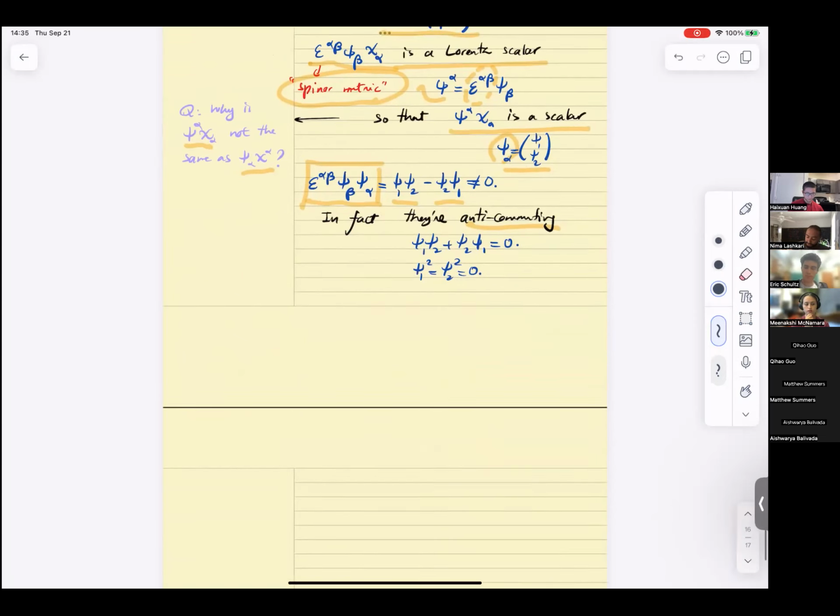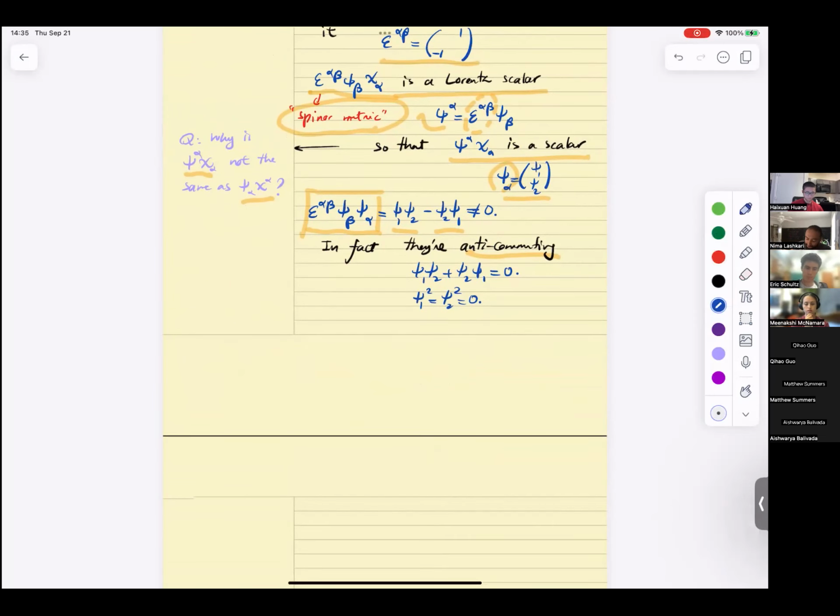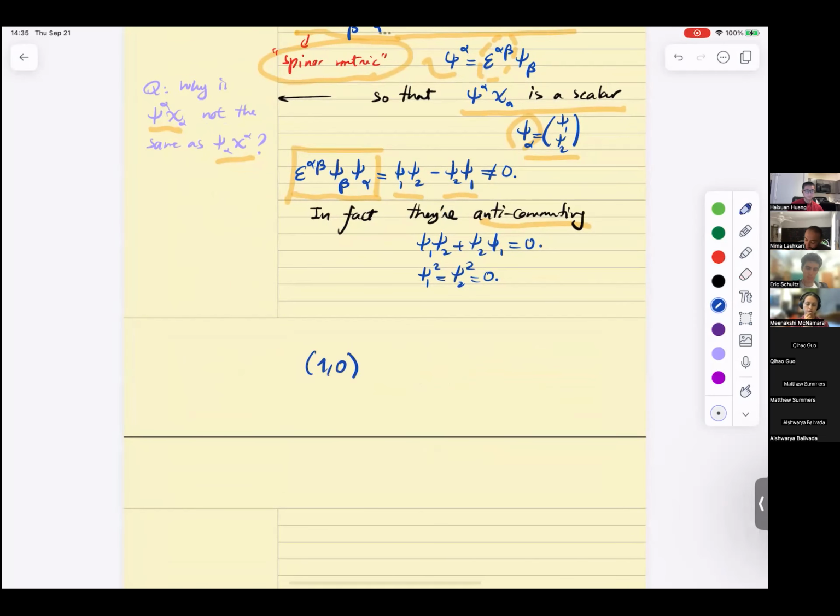So there are other representations you could have. Think about these actually: (1, 0) and (0, 1). You have two of them, left and right. And you have (1, 1/2), (1/2, 1), and you have (1, 1). Importantly, I didn't write anything beyond (1, 1). There's a reason for that.